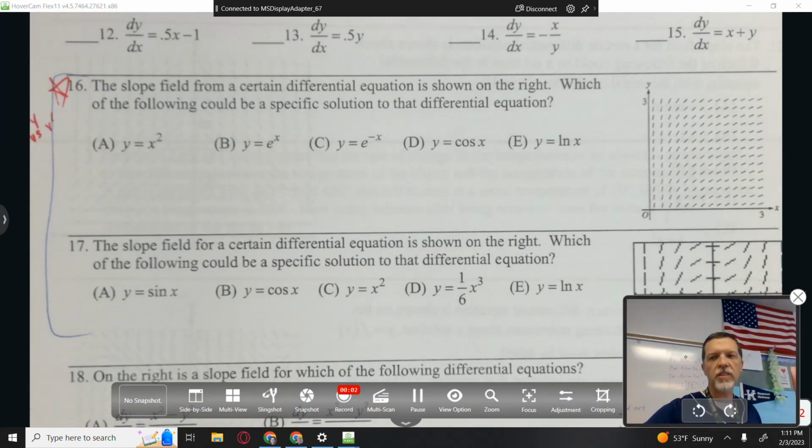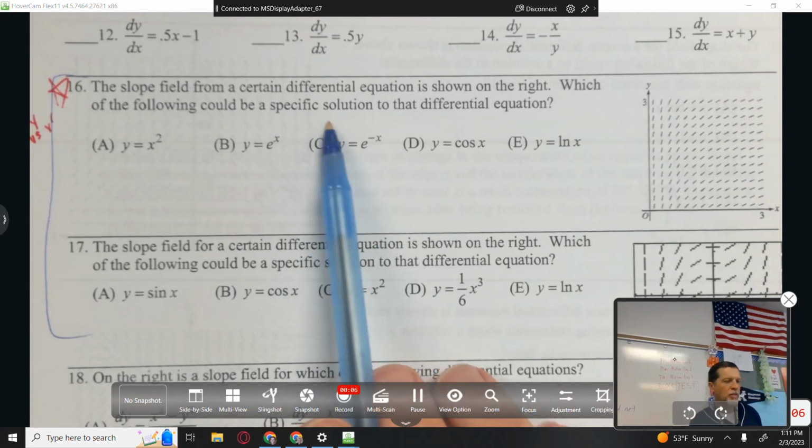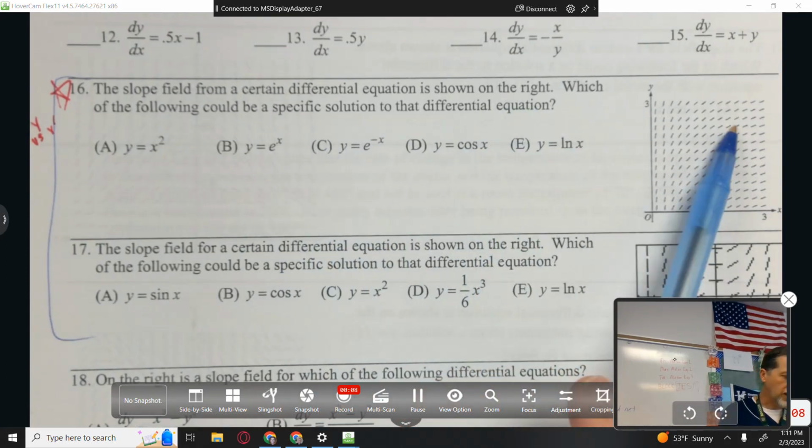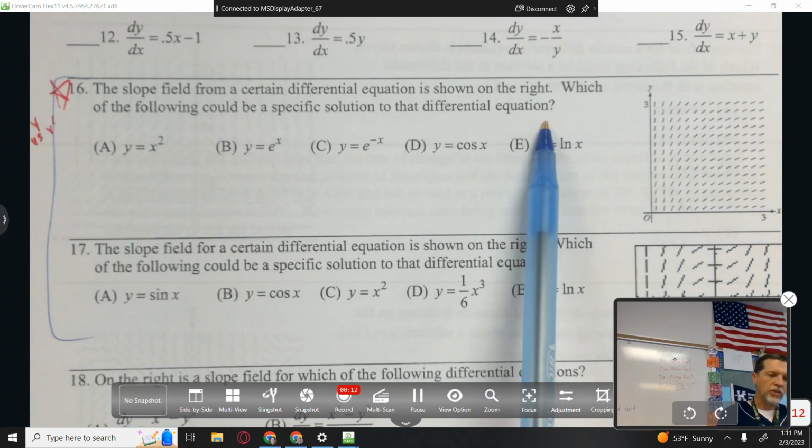So looking at number 16 on the slope fields worksheet. The slope field from a certain differential equation is shown on the right. Which of the following could be a specific solution to that differential equation?